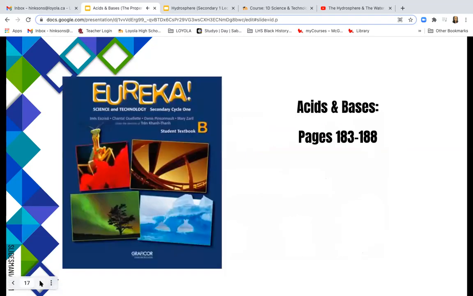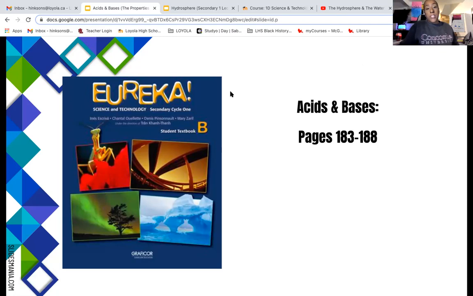Alrighty, so that concludes our section on acids and bases. Again, we're looking at the properties of matter. Another way to describe a substance is: is it an acid? Is it a base? Is it neutral? And so we would use an indicator to help us find the pH or the range of the pH. And that would help us determine whether we have an acid or a base.